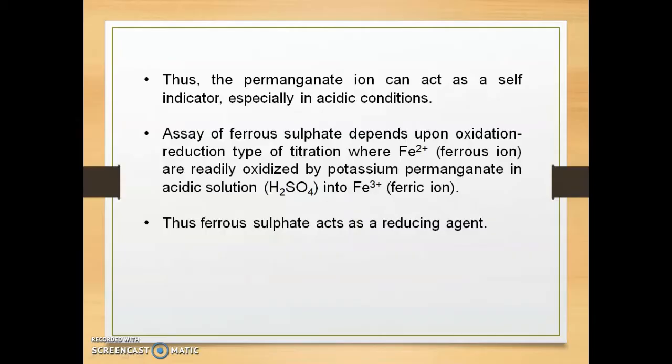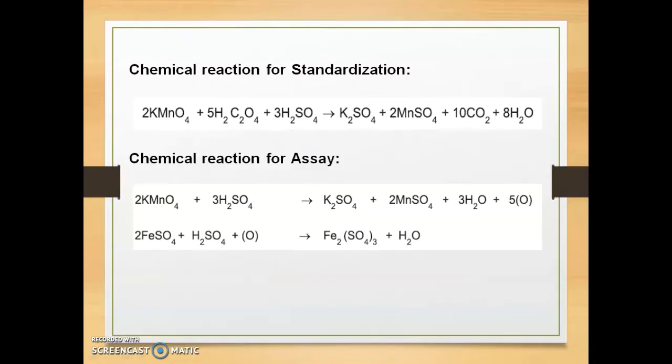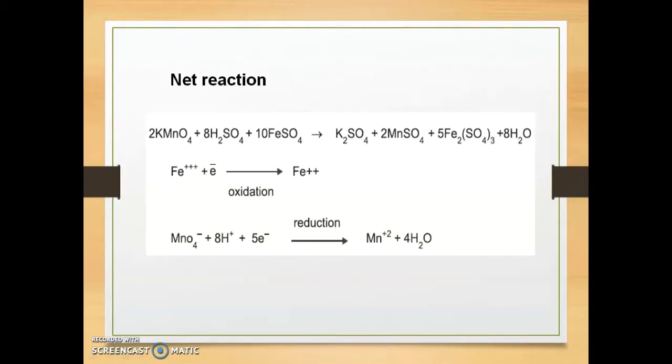Assay of ferrous sulfate depends upon the oxidation reduction type of titration, where Fe2 plus ferrous ions are readily oxidized by potassium permanganate in acidic solution into Fe3 plus ions. Thus, ferrous sulfate acts as a reducing agent. Chemical reaction for standardization and assay. Net reaction.